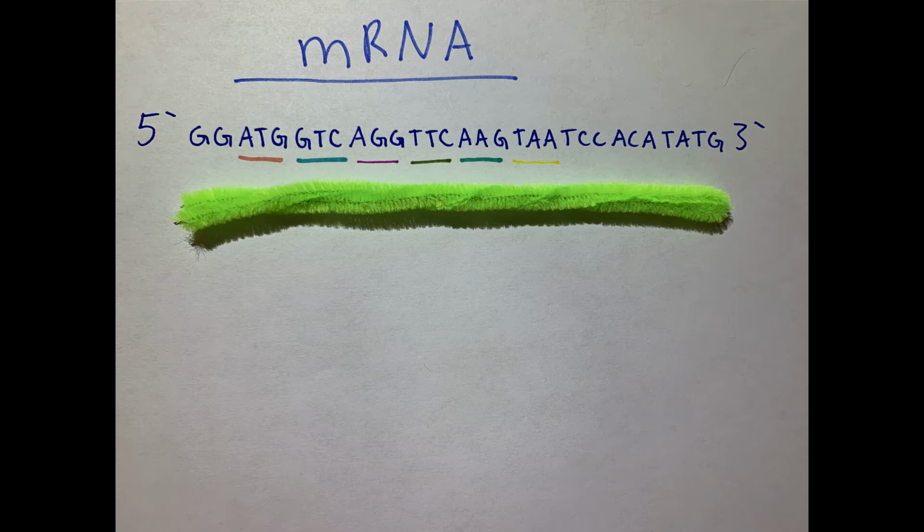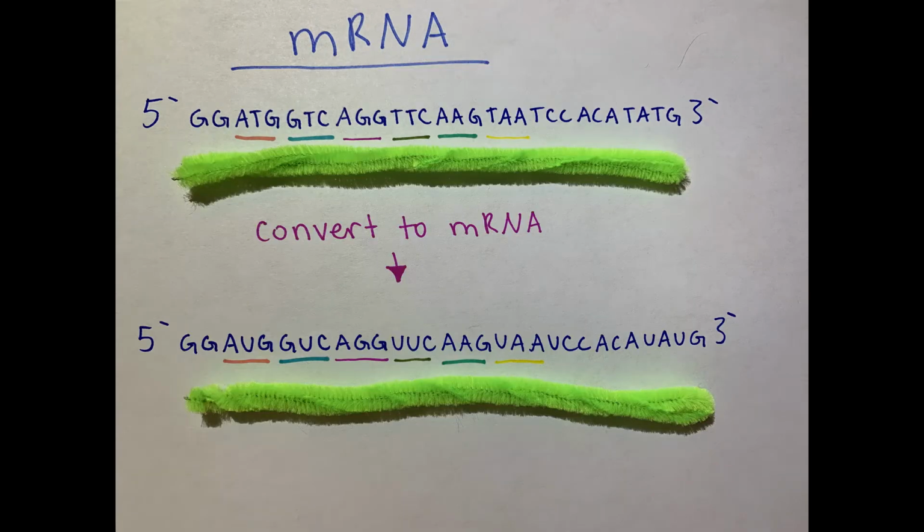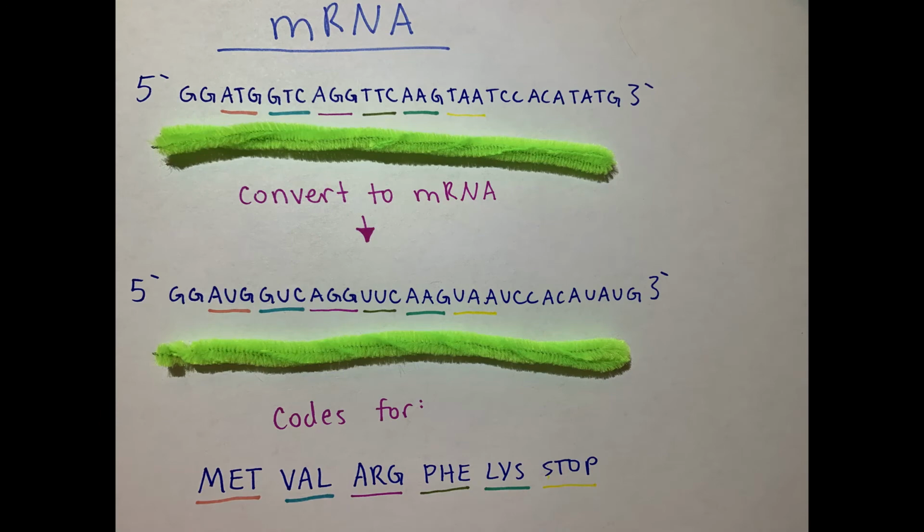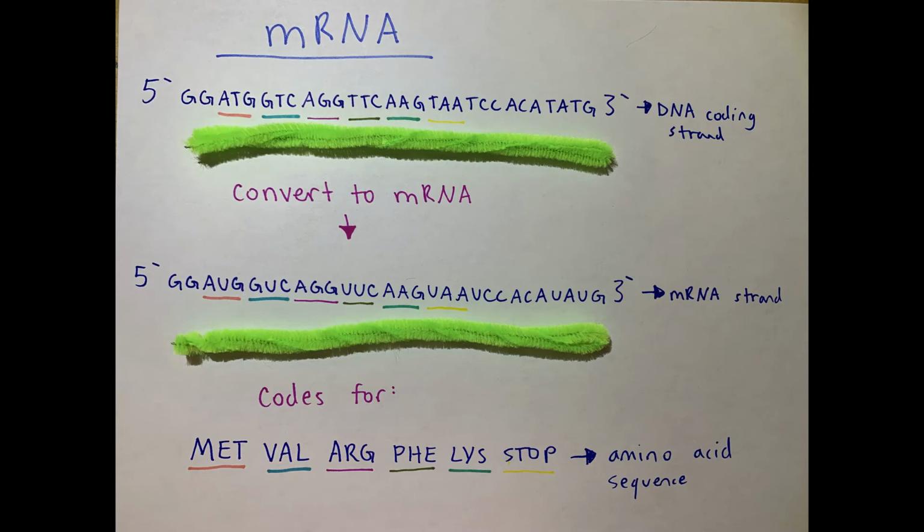For point mutations, here's how to convert DNA strands to mRNA strands. Using the green strand, you must convert thymine, or T, to uracil, or U. Once the green strand is converted to mRNA, you can code for the DNA strand. This codes for MET, VAL, ARG, PHE, LYS, and the stop codon. This is called the amino acid sequence.